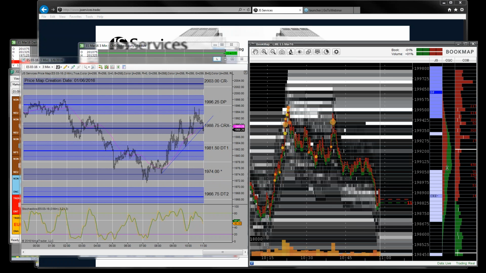Right. All right. A few more questions here. Let's see. How long have you been using BookMap? About 4 or 5 months. And let's see here. If you're a shorter-term trader or a scalper, have you figured out a strategy for that?